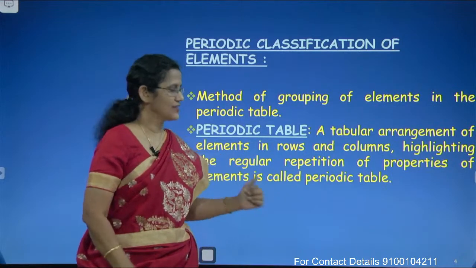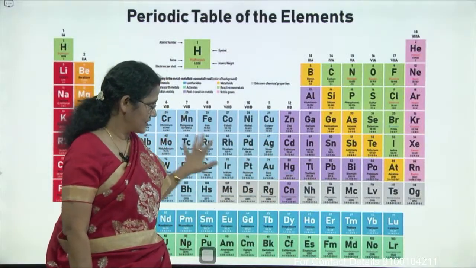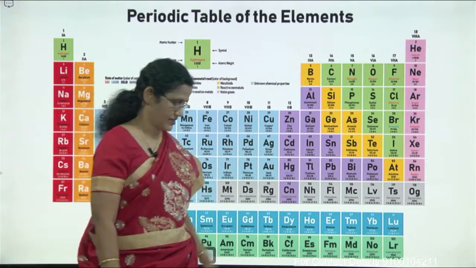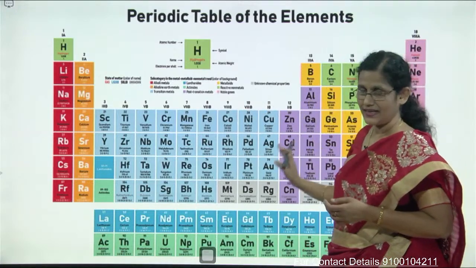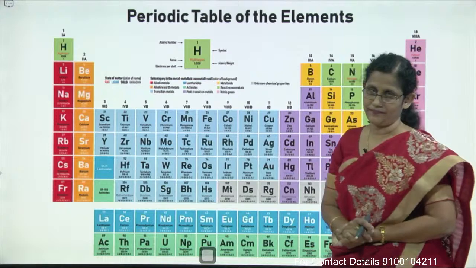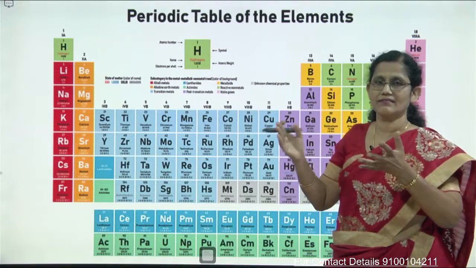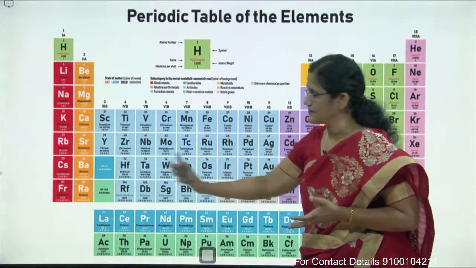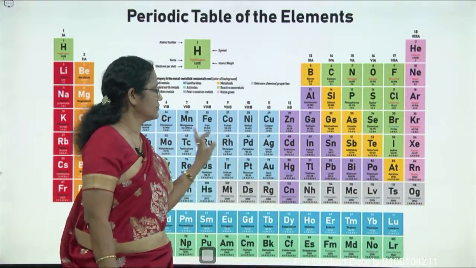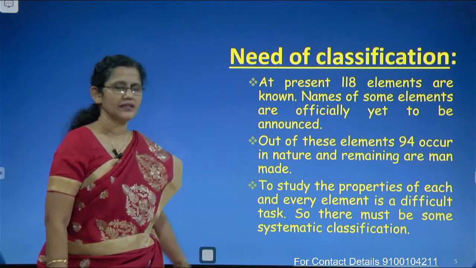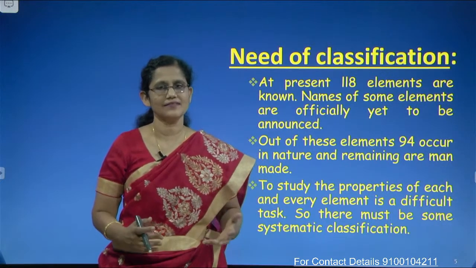Then what is the periodic table? It is a tabular arrangement of different elements in rows and columns, in such a way that similarity appears at regular intervals. At certain places similarity appears. So, this is the periodic table, right. Now we are discussing the need of classification. Why do we need to classify elements, right?